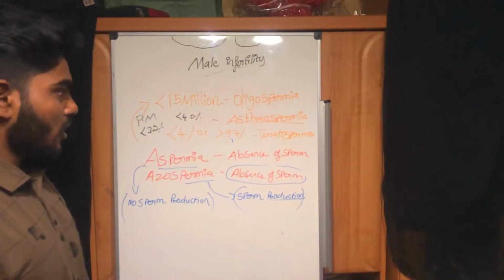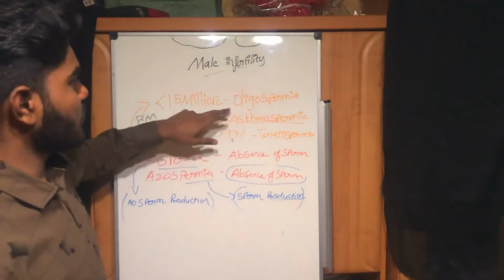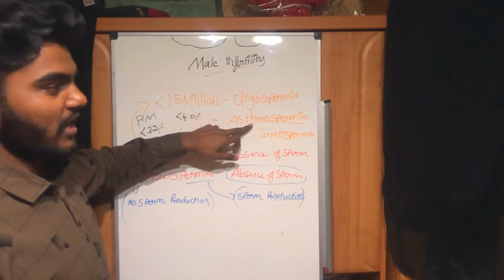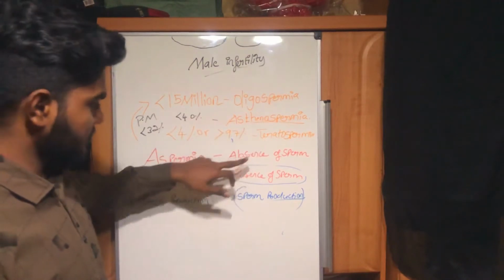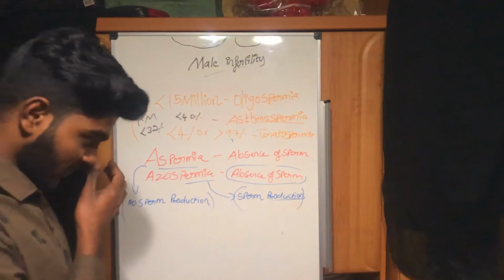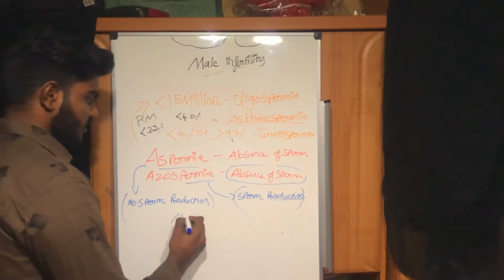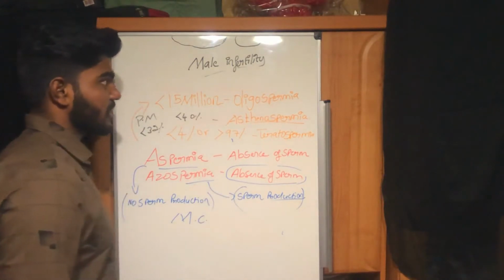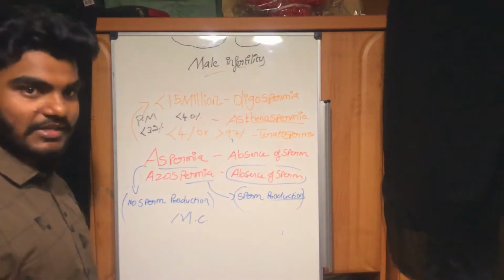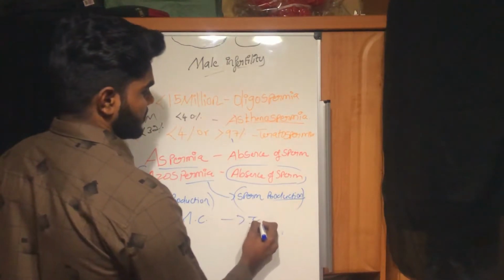So now you all have to know the definitions. What is oligospermia? What is asthenospermia? What is teratospermia? What is aspermia? And what is azoospermia? Now listen, the most common cause of male infertility is idiopathic.